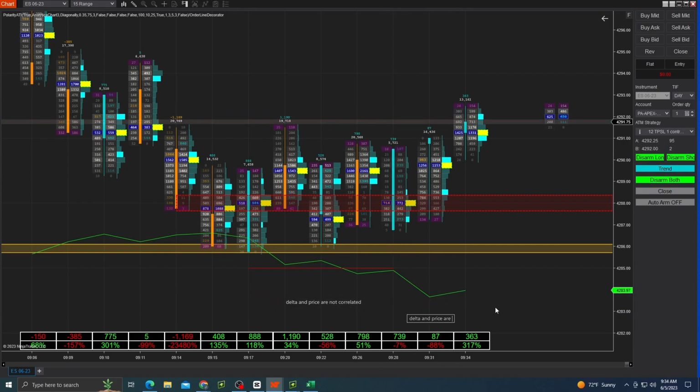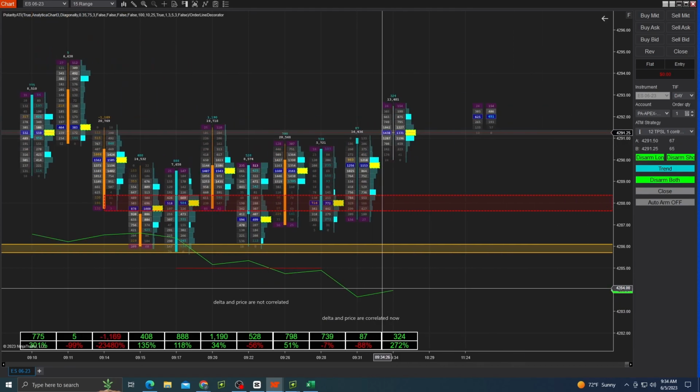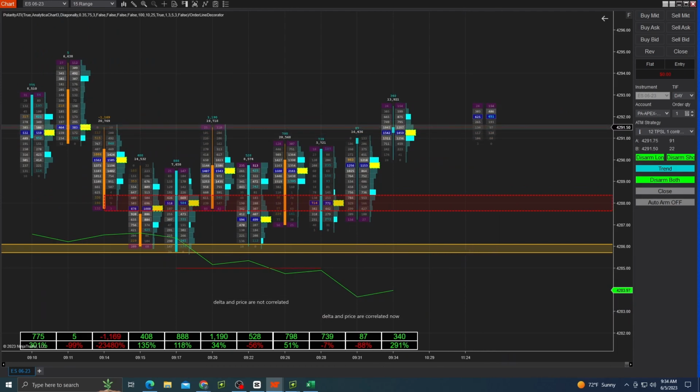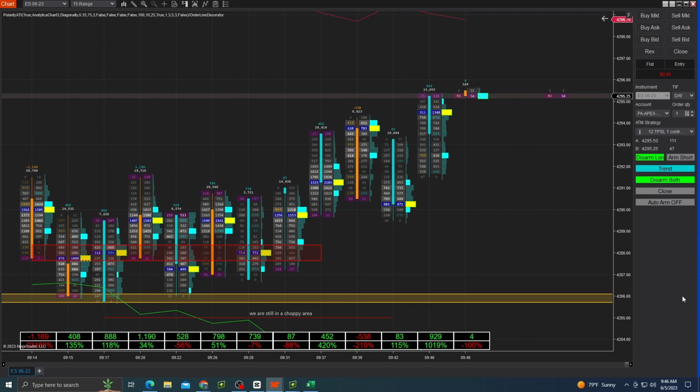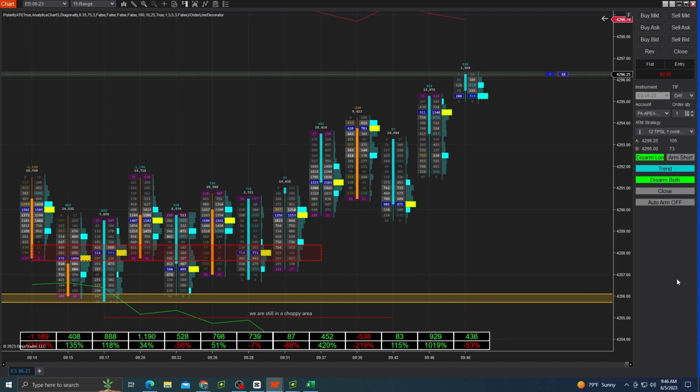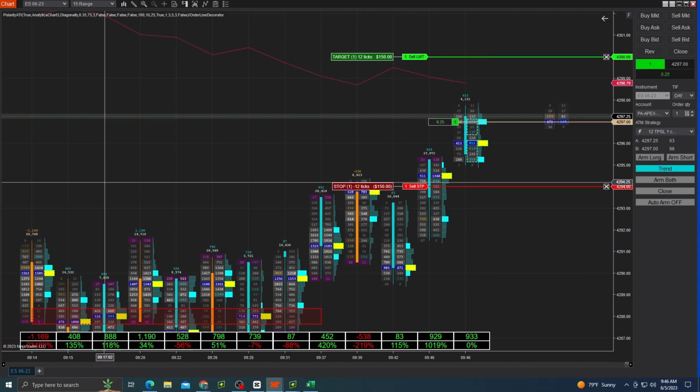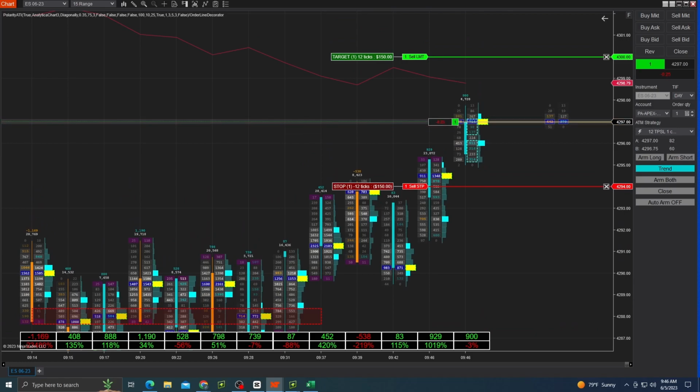But since I lost one and won one, I can take another trade, because my rules are, if I lose 2, I stop. If I win 2, I stop. So I've only lost 1 and won 1, and I went to look for another trade. Here, I saw that price was moving up and delta was increasing, so I armed long in trend.